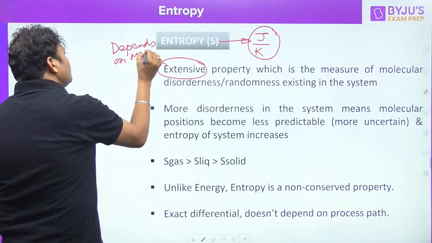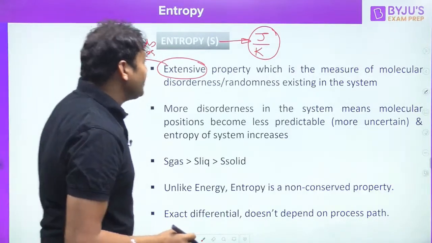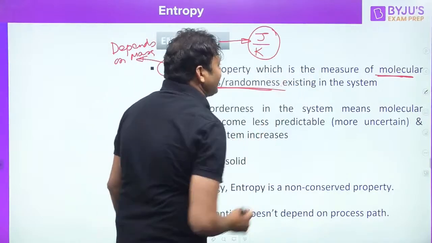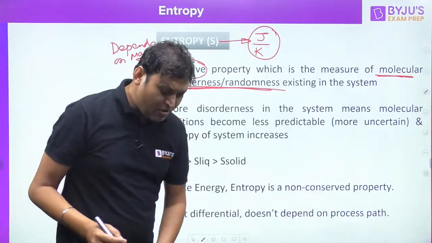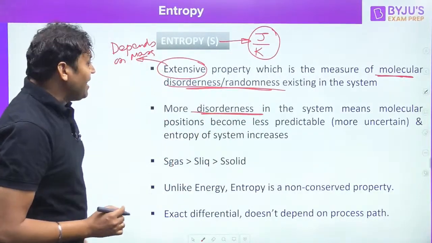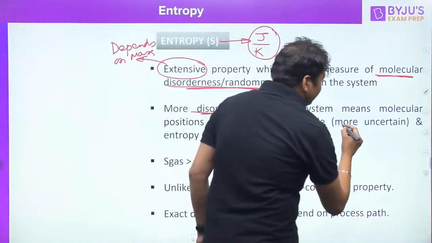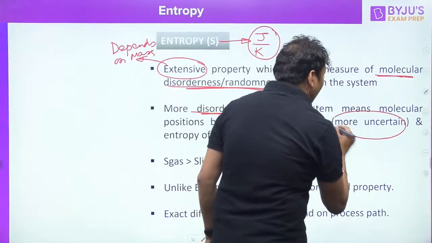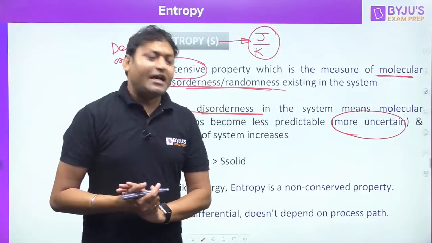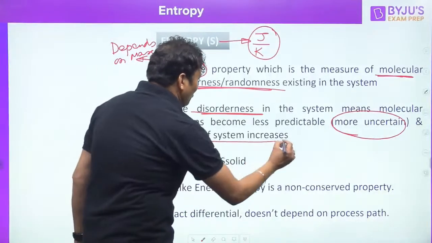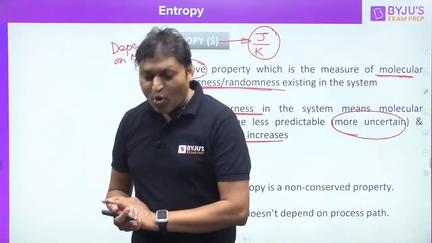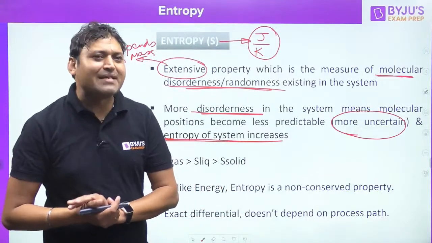Entropy depends on mass. It is a mass dependent property, which is the measure of molecular disorderness and molecular randomness existing in the system. The more the disorderness in the system, the less certainty, or the more uncertainty there is in the system. It means the entropy of the system will be more. More entropy means more uncertainty, more disorderness, more randomness in the system.